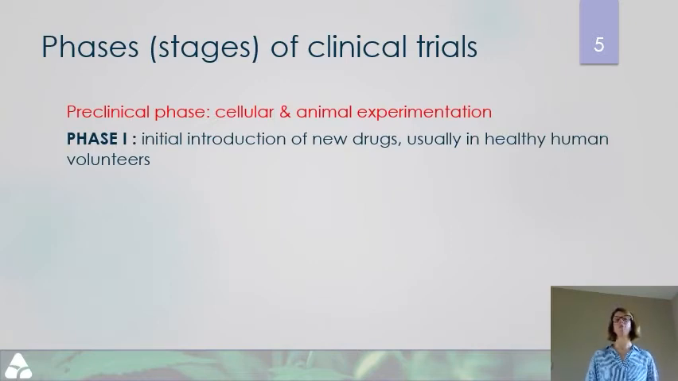Then you have your phase 1 trial, and this is the initial introduction of a new drug, and it's usually carried out in healthy volunteers. So this is a compound or a chemical that's never been in man before. So these trials are quite risky because you don't know what kind of reaction the human is going to have. You've given it to animals, but you don't know whether or not the response will be different in a human. And that's why we normally do this in healthy volunteers rather than in the patient population.